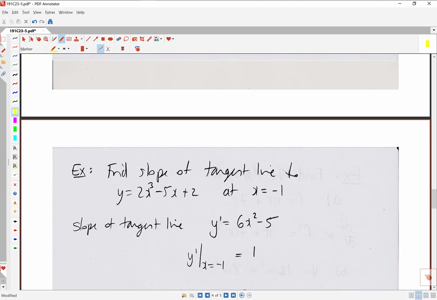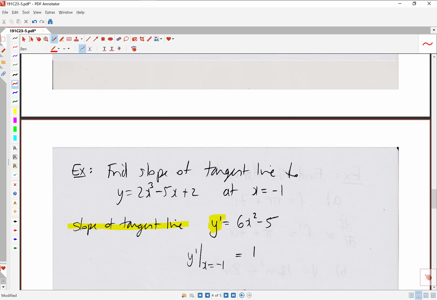So in this example, we're going to find the slope of the tangent line to a specific curve at a specific point. Okay, well, remember that when we're trying to find the slope of the tangent line, it's the derivative that's going to give us that slope. If our function is called y, then probably the most natural name to give to the slope of the tangent line would be y prime. But remember that you could also call it m tan, you could call it f prime of x. So those are all different notations for the same thing.